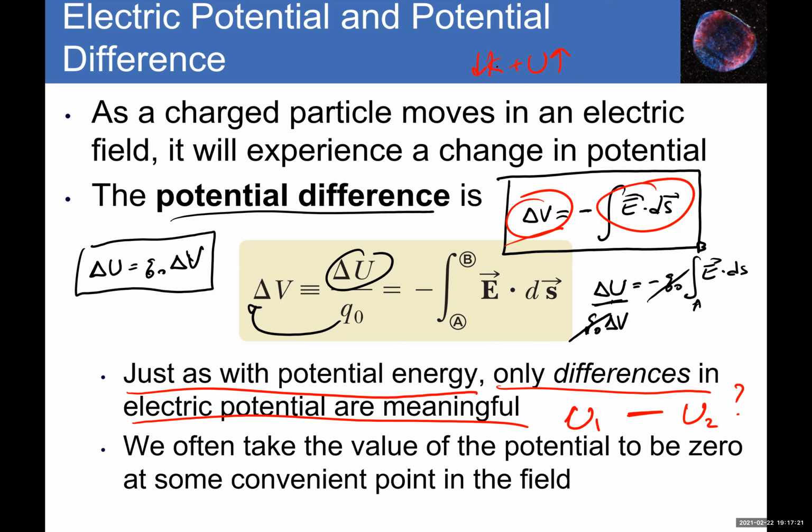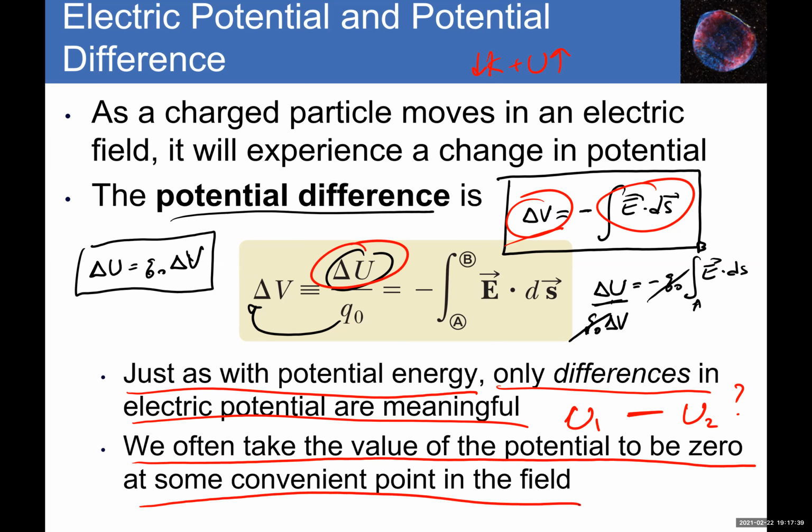That means change between point one and two. That change, that delta U, gives you information, whereas the information at some specific point doesn't really help you with figuring out the calculations. So we often take the value of the potential to be zero at some convenient point in the field. Now, which one is that convenient point?